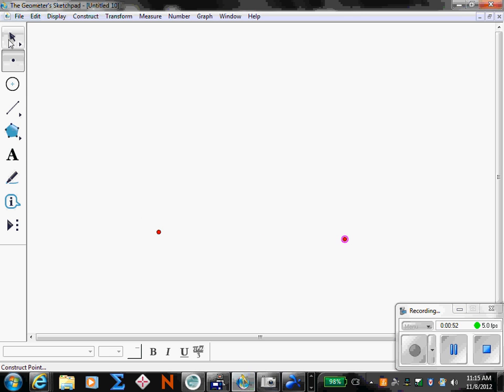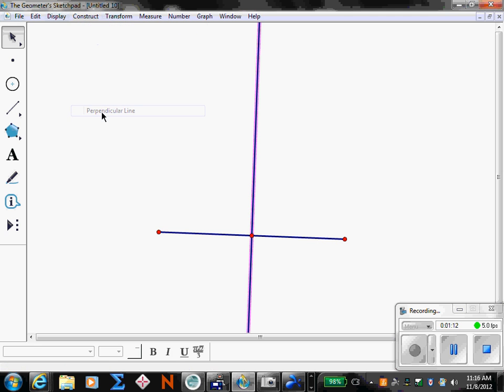So I'm going to start with a line segment. And then I'm going to find the midpoint of that line segment. And through that midpoint and segment, I am going to construct a perpendicular line. Now, whatever point I put on the perpendicular bisector will make the two sides of the isosceles triangle.